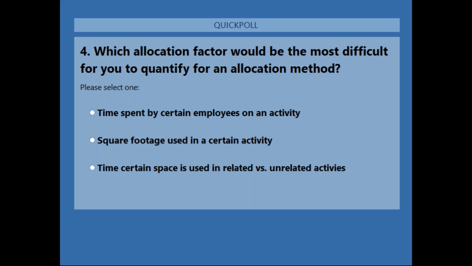With about 70% of you reporting, it looks like it's evenly split between time spent by certain employees on an activity, and time certain space is used in related versus unrelated activities. And I think that definitely makes sense because it pertains to records that people are not always cognizant about keeping, kind of what are we doing, whereas square footage is something that is more readily known.